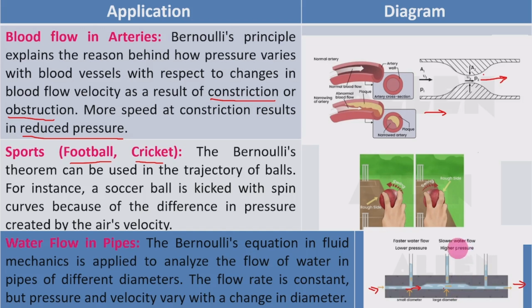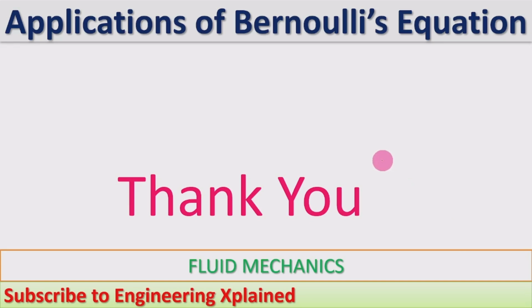That gives slower water with higher pressure, and faster flow with lower pressure. Like that, the velocity as well as the pressure energy change while the flow rate is kept constant, which is the conservation of mass or continuity equation, and that is applied along with Bernoulli's equation. These are the major applications of Bernoulli's equation.